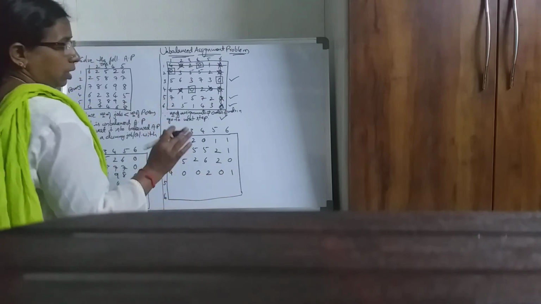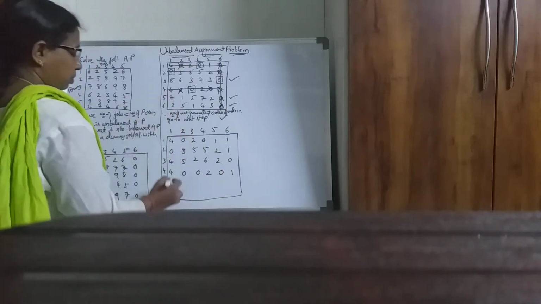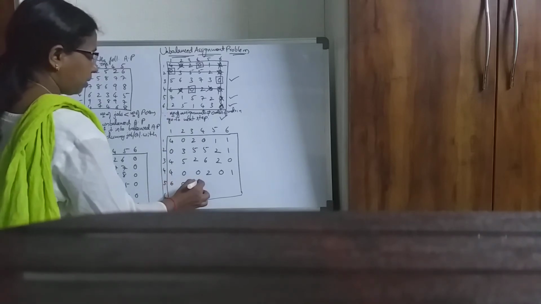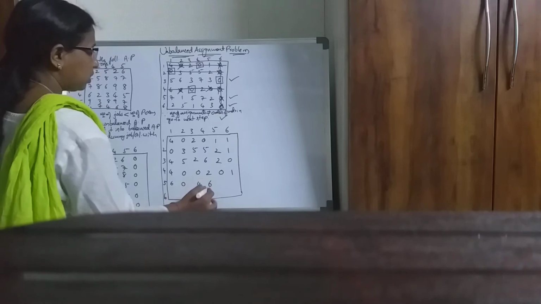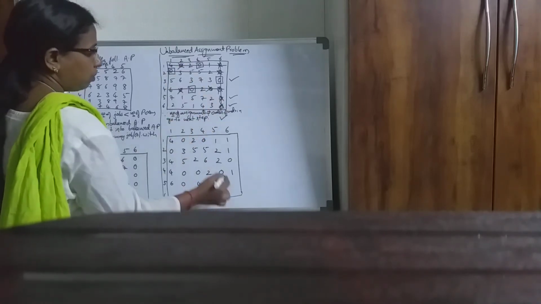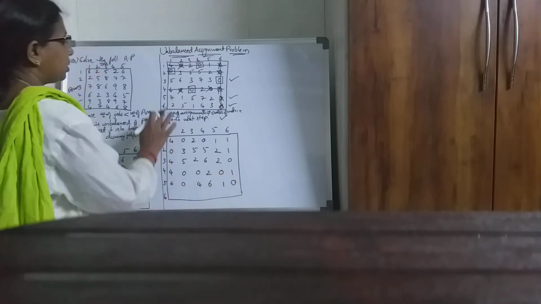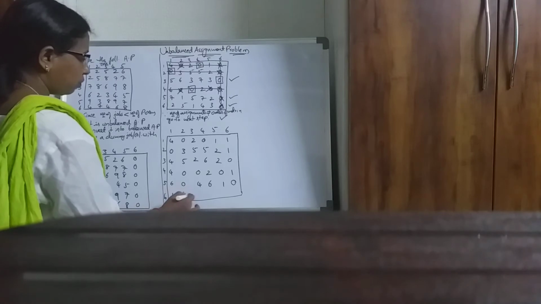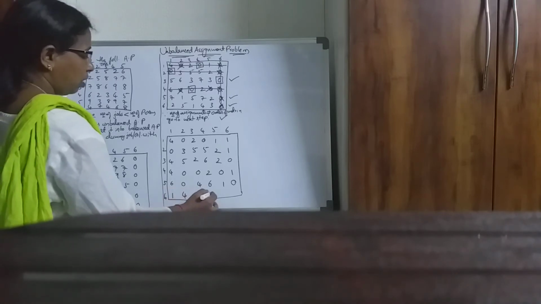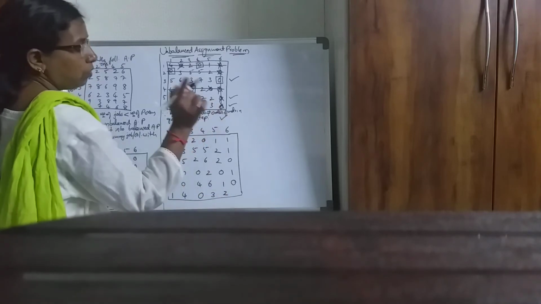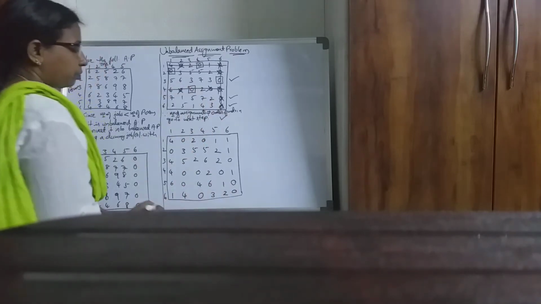Fifth row, it doesn't have any line passing through them, so subtract it. 7 minus 1, 6. 1 minus 1, 0. 5 minus 1, 4. 7 minus 1, 6. 2 minus 1, 1. 0 has only 1 line passing through it, write as it is. Similarly last row, 2 minus 1, 1. 5 minus 1, 4. 1 minus 1, 0. 4 minus 1, 3. 3 minus 1, 2. This 0 has only 1 line, so write as it is.